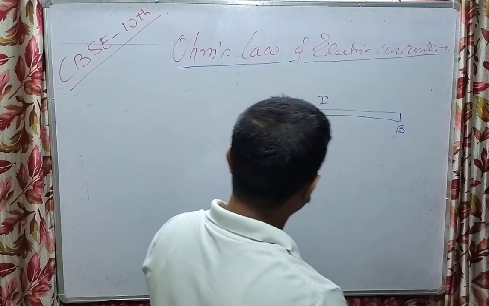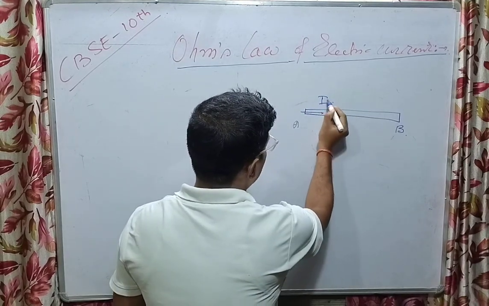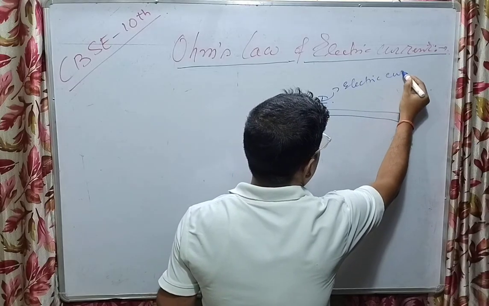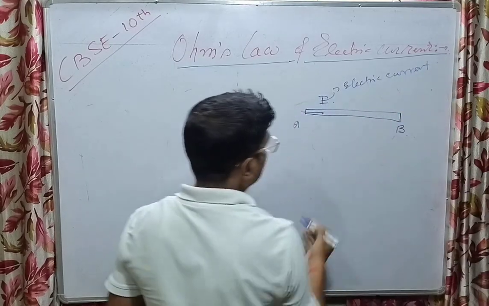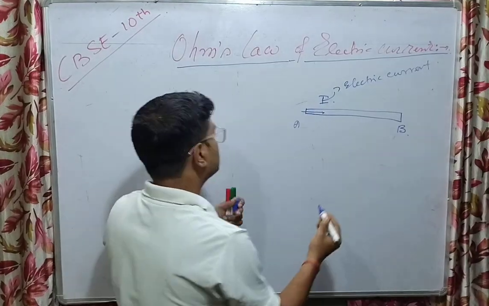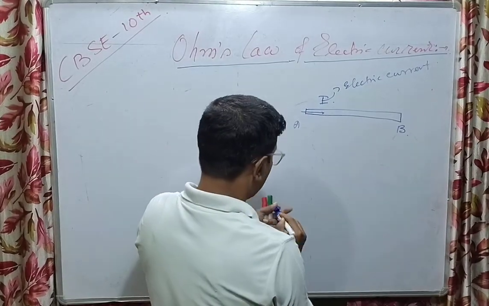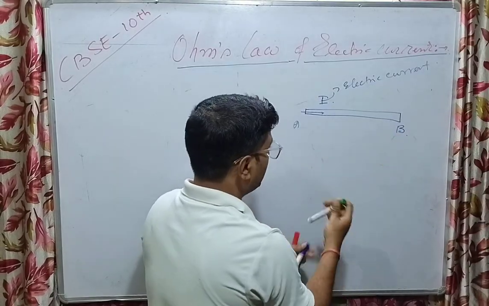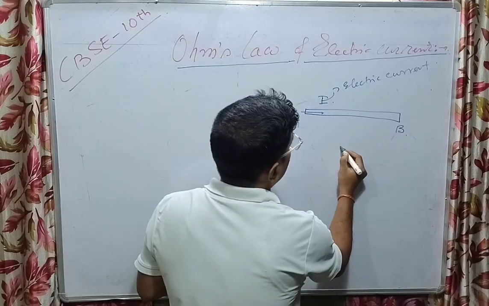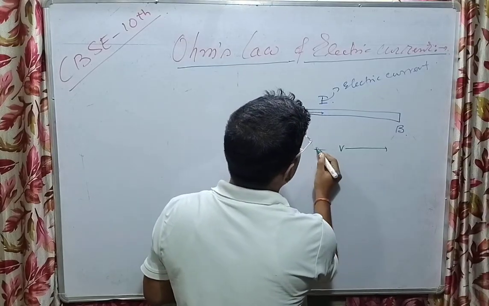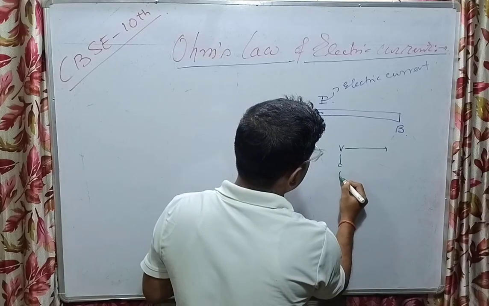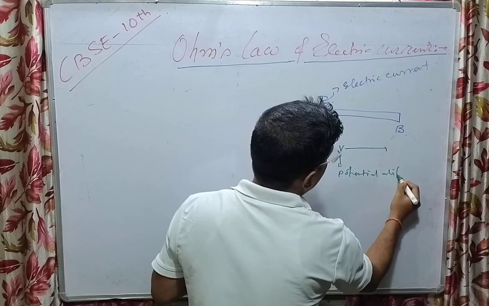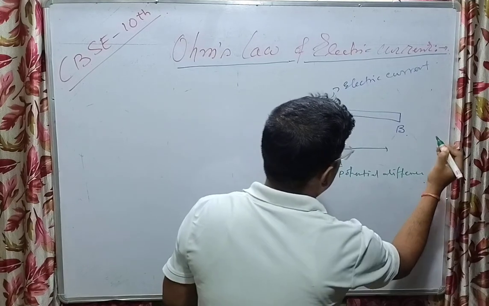Therefore, to pass this amount of electric current, I must have an amount of potential difference between these two points A and B. Suppose the potential difference between these 2 points is V.